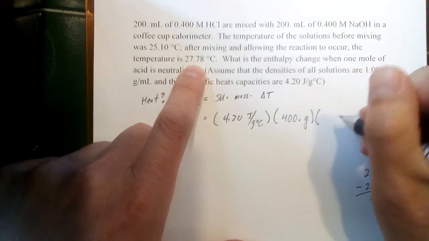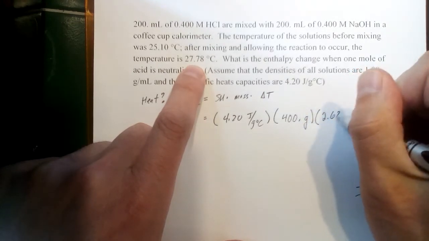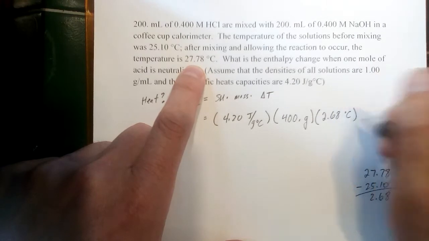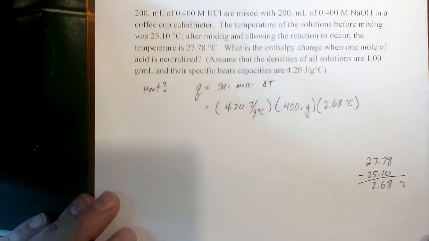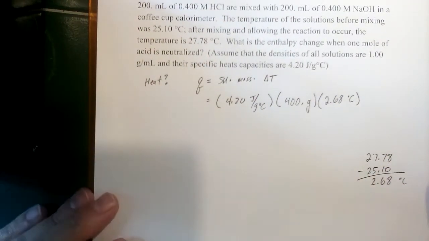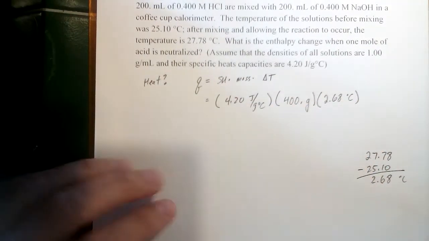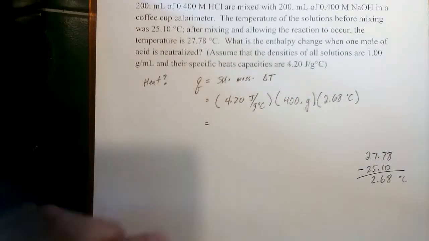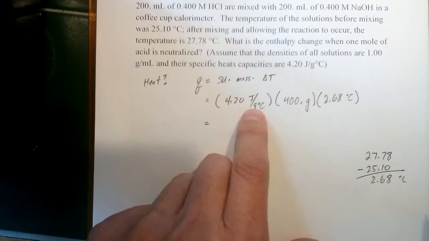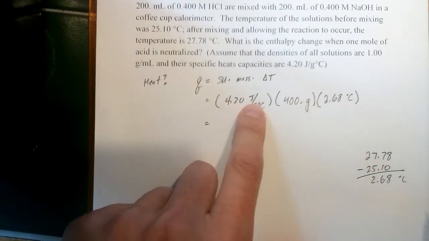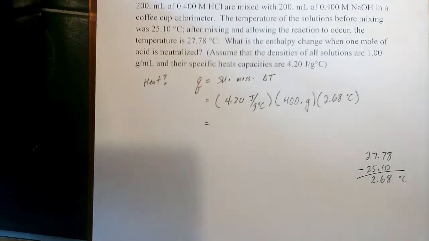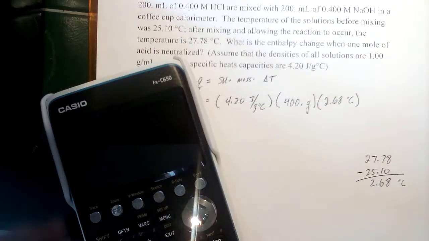And it did go up, so depending on whether you like to use the negatives or not, it shouldn't be negative here, it should be positive, right? But again, you don't need the negatives, you can think about direction instead of using the negative sign if you don't like the negatives. Okay, multiply that out, grams is going to cancel, degrees C is going to cancel. This will give us how much heat was produced by this reaction.